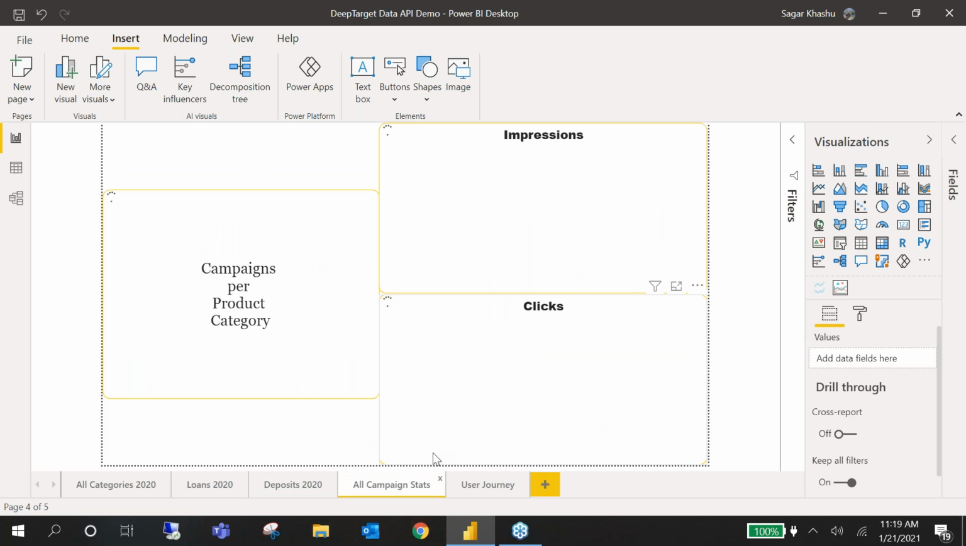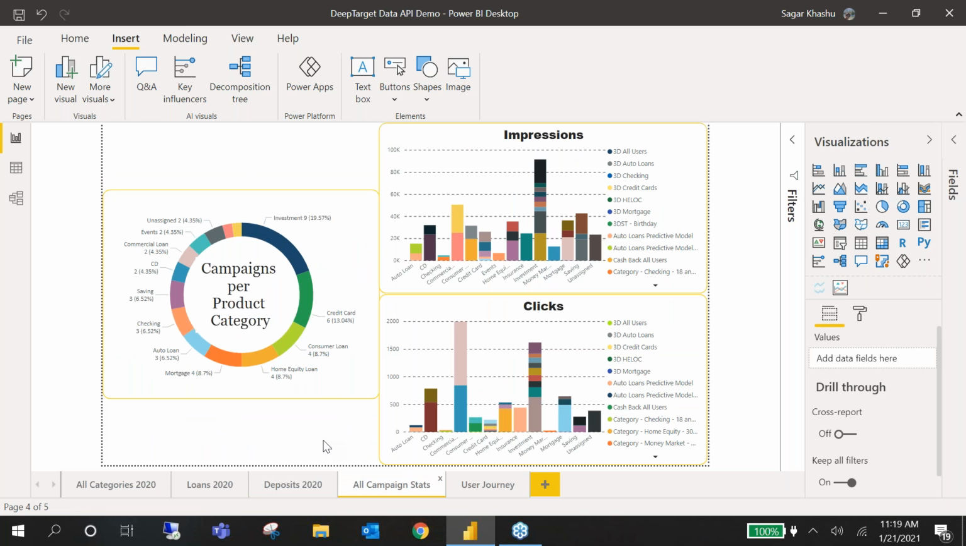In addition to that, this is another level of data that you can derive in terms of the campaigns that you have running through Deep Target. On the left, you have a donut chart that represents how many campaigns you had in each product category, just to help you understand where your emphasis lay in a specific time period, in this case, the entire year of 2020, and what you were trying to promote amongst your members.